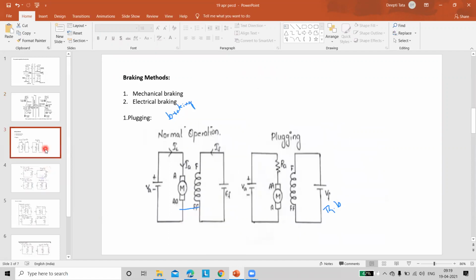That is braking methods. How many braking methods are available for us? Nowadays electrical braking is most preferred, but in the initial days, only mechanical braking was used. So overall, you have two braking methods: one is mechanical braking and the second is electrical braking. What is mechanical braking? Can anyone respond? What is that?